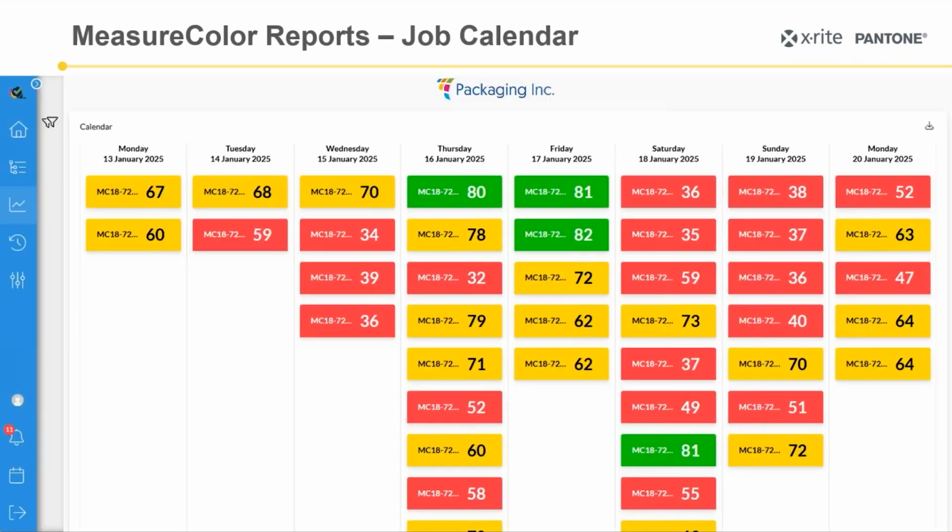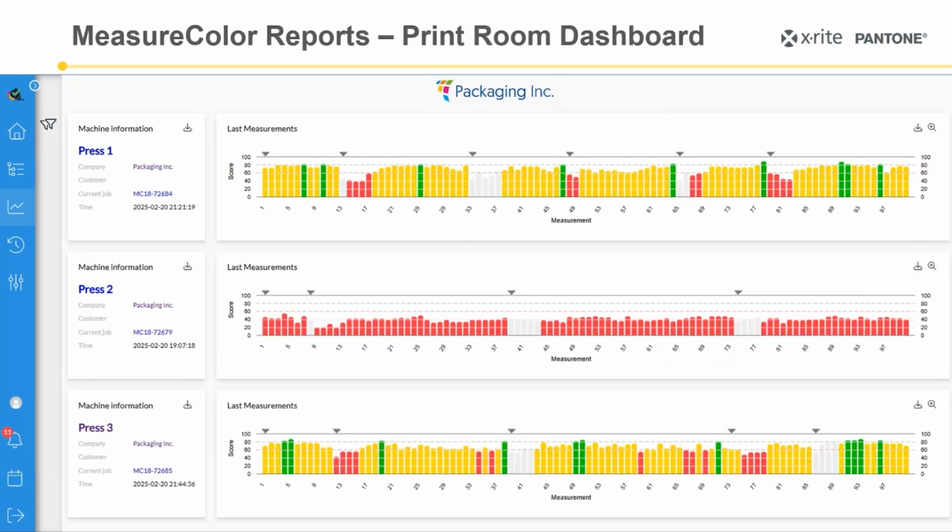Now, as I said, MeasureColor Reports tries to bring visibility to data. In this view, I'm showing the job calendar. This shows me all the jobs I've done on a weekly basis. It color codes them so I know where to pay attention. I can click on any one of these jobs to get further information, or I can simply wonder, well, why on Monday and Tuesday did I only print 2 jobs those entire days, where later in the week I printed many more? I may want to research that.